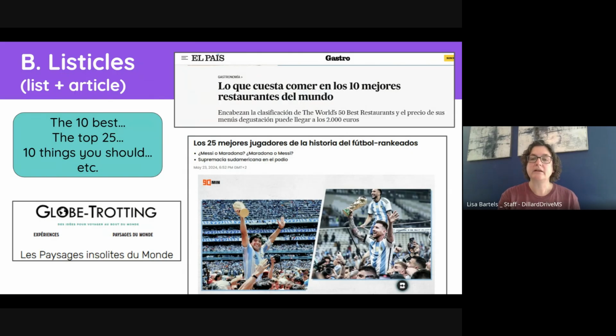Lo que cuesta comer en los 10 mejores restaurantes del mundo. And then the rest of the article, it just gives a little photo and little snapshot of the restaurant and how much it costs there, what kind of restaurant it is. Los 25 mejores jugadores de la historia del fútbol rankeados. So the 25 best soccer players in history ranked. Okay, this one will get your kids going. There will be a lot of disagreement about it, but it's got photos of 25 soccer players and a short bio of them. And then here's a French one, Les paysages insolites du monde. It's the most surprising landscapes in the world.